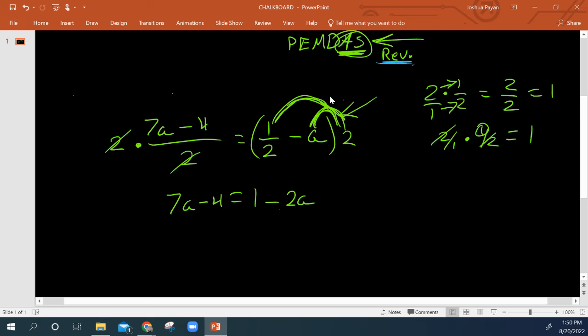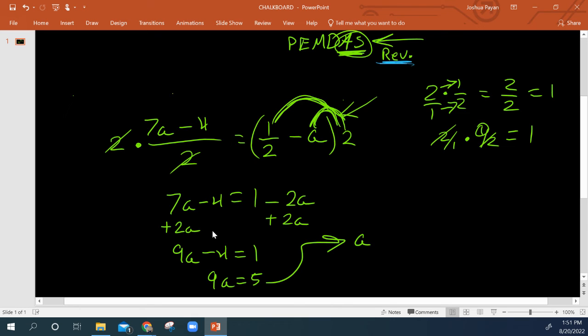So I want this A to go over here and combine with this A. The only way to do that is to do its inverse, which is plus 2A. But I do one side, I do the other. I have to combine it with its like term on the other side. So that would be 9A minus 4 equals 1. Then I add 4 to both sides. 9A equals 5. Then I divide by 9. A is therefore equal to 5 over 9.